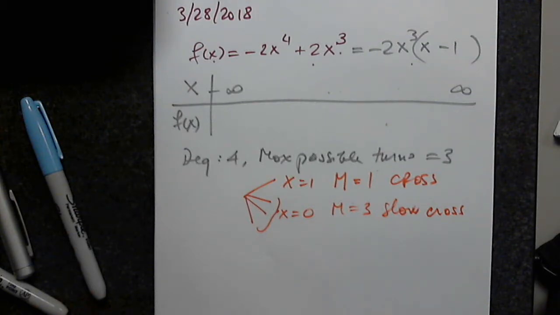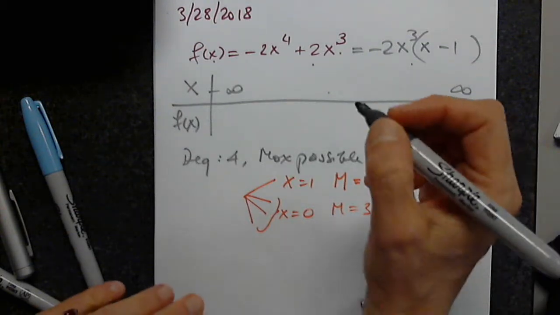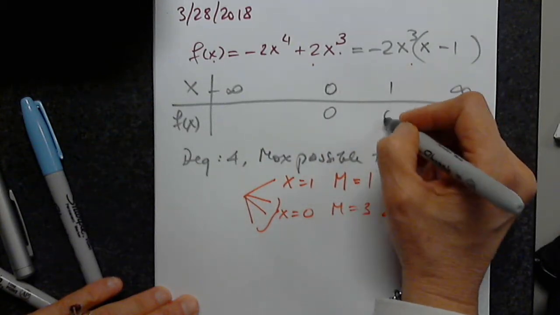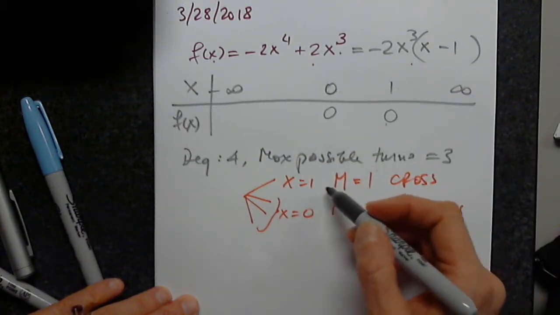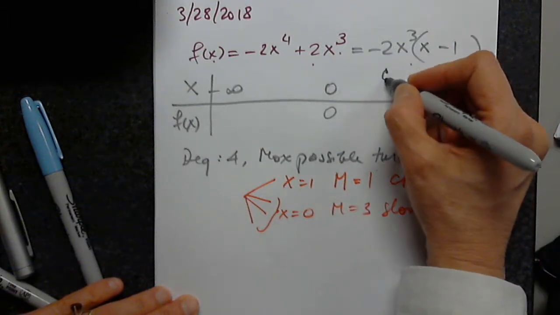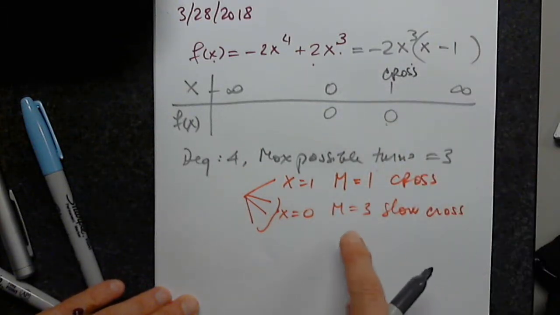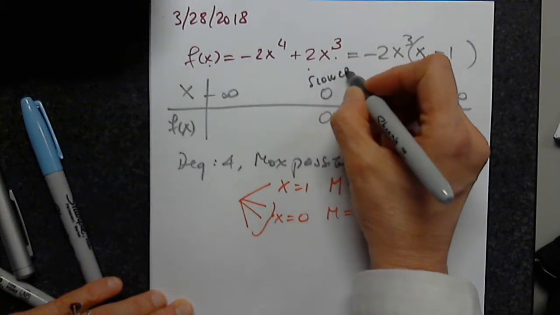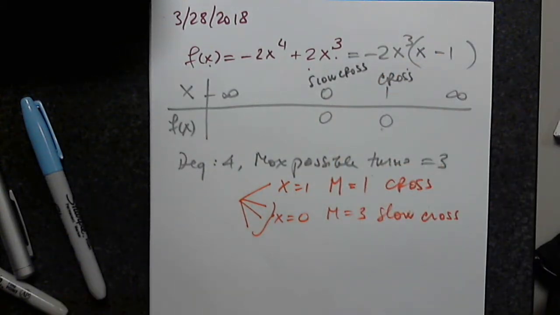Perfect. So I'll go back to the chart. I will put 0, 0. I will put 1, 0. I will write above x equals 1 a cross, so I don't forget. And above 0, 0, I will say slow cross. Why is it slow? Because all odd multiplicities are crosses, and it's slow because it's 3 of them. Exactly.